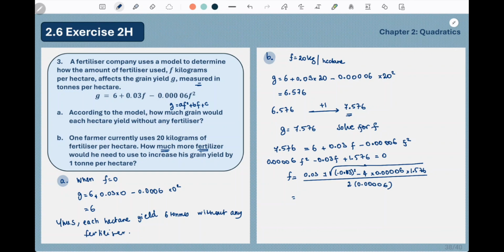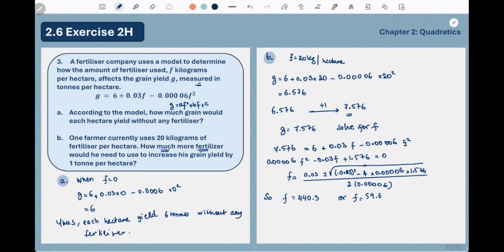And let's compute the values of f. So we either get f equal to 440.35. Let's keep it to one decimal place. Or f is equal to 59.64. Let's just keep it at 59.6.